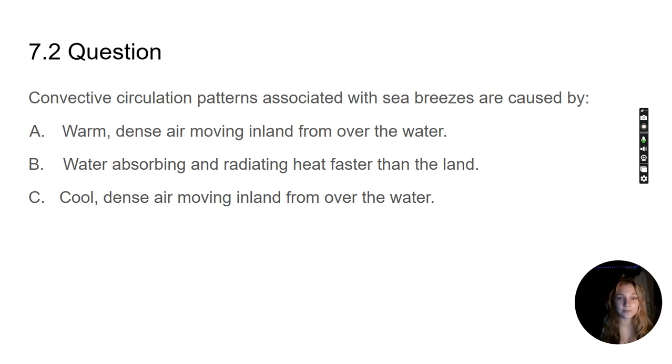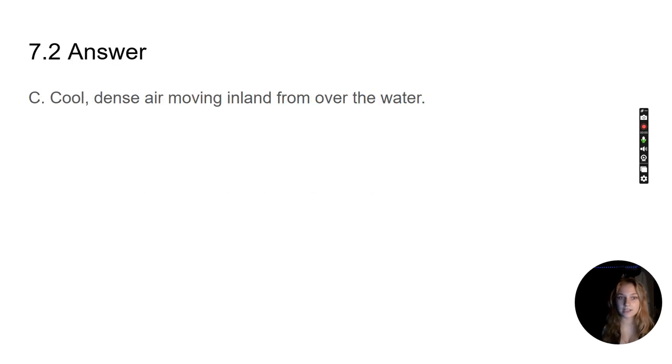Let's do a 7.2 question. Convection current circulation patterns associated with sea breezes are caused by: warm, dense air moving inland from over the water, water absorbing and radiating heat faster than the land, or cool, dense air moving inland from over the water? And the answer is C.